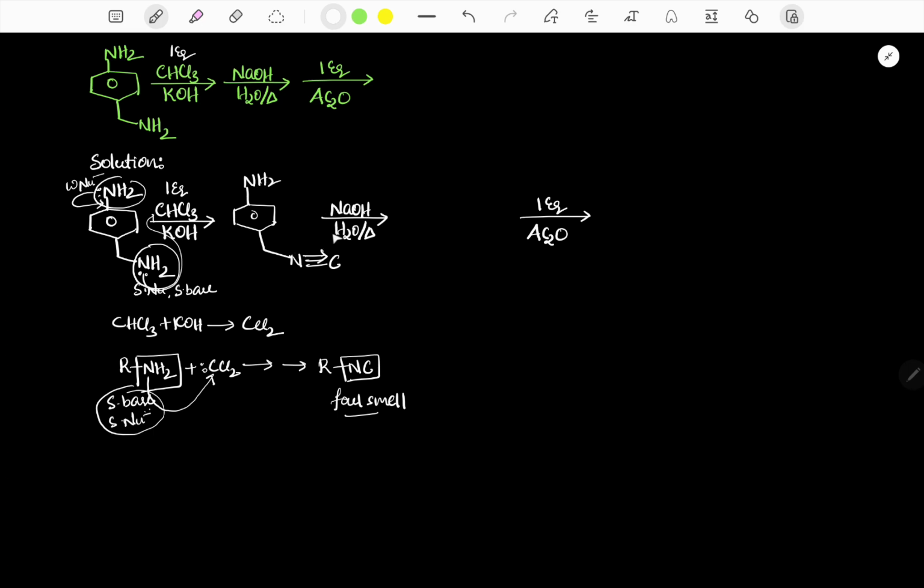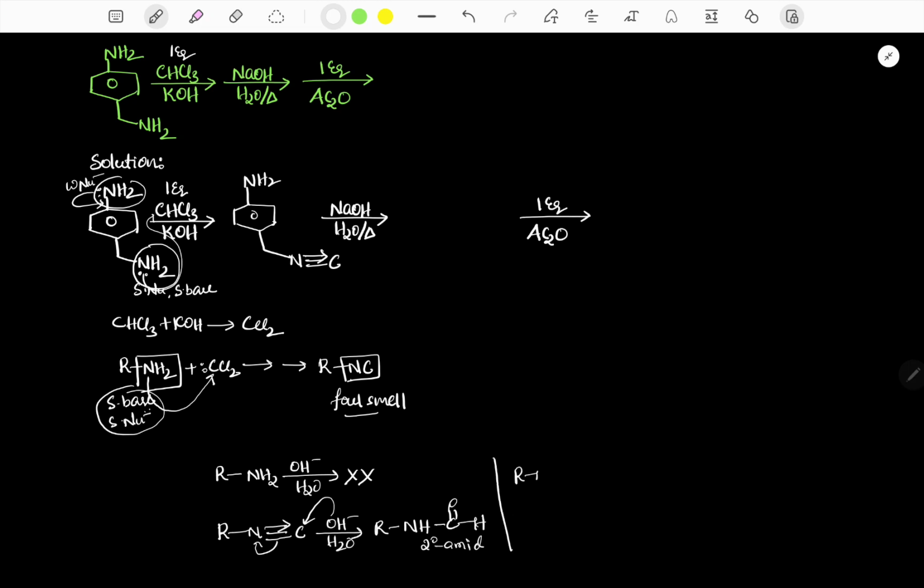Now this reactant is treated with hydrolysis conditions. So we know that when RNH2 is treated with OH minus and H2O, there is no reaction. But when isocyanide is treated with OH minus and H2O without heat, OH minus attacks the carbon and the pi bond shifts. Finally, the product is RNH single bond, C double bond O, H. It forms the corresponding secondary amide.